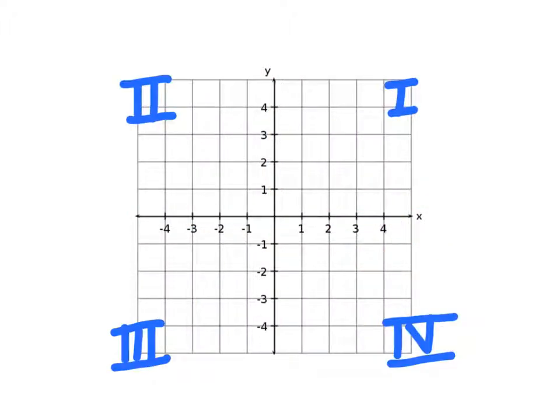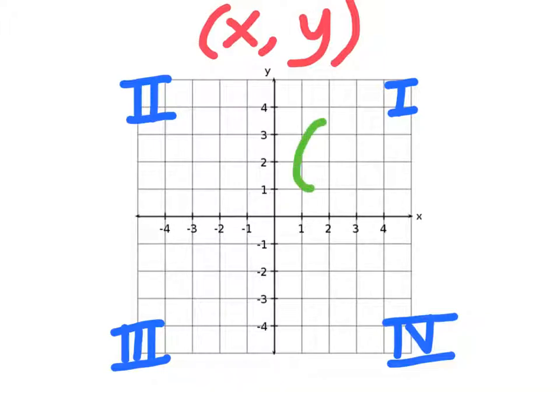Another thing to note is that when we plot points, we always plot them in the same order. So they're always plotted with the x-coordinate first and then the y-coordinate. And when we look at the different quadrants, in quadrant 1, the coordinates will both be positive. It will be a positive x and a positive y.